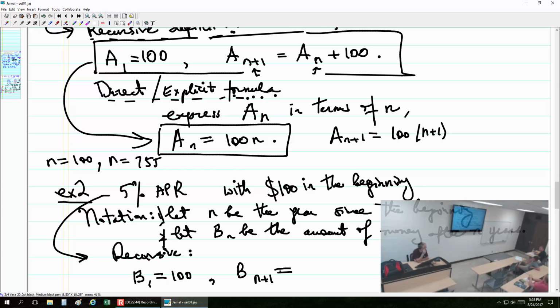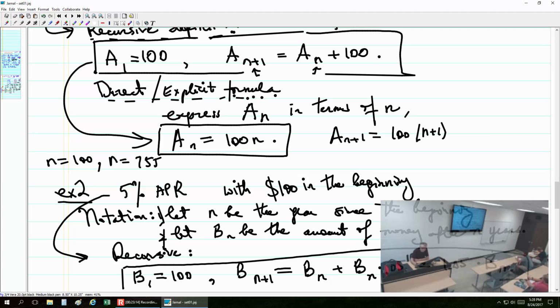Okay, well, can you think of a formula? So it will be the current amount plus the current amount multiplied by what? 1.05. Or taken together, it is 1.05 times Bn. Okay? That's the recursive definition.